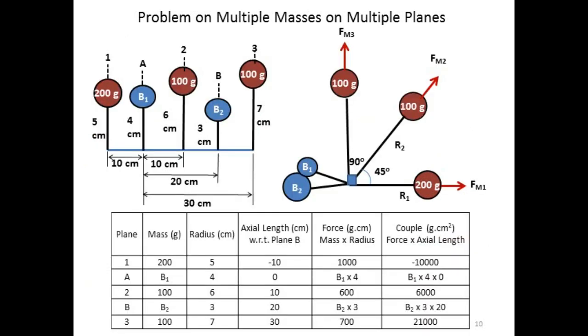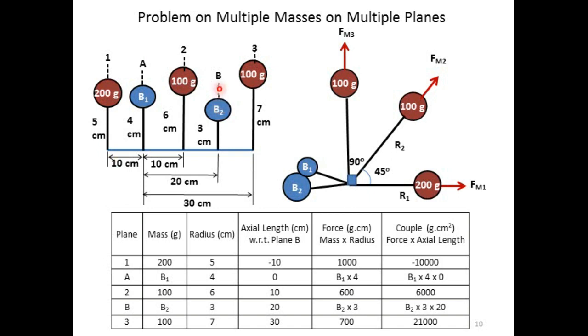Next, what we'll be doing, we will choose 2 balancing masses at 2 arbitrary planes. The first plane is A, the second plane is B. The radial position of balancing mass B1, which is at plane A, is known, which is 4 centimeter, and also the axial distance from gear 1 is known, which is 10 centimeter.